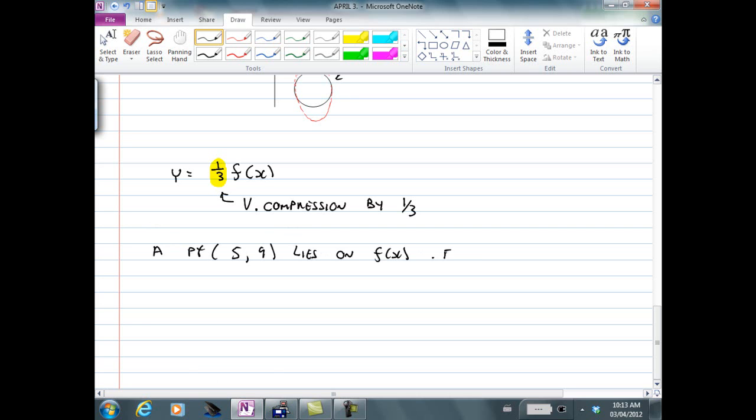Find the new point. Using that, yep. So think about how you're going to do this now. You're going to compress this. So 5 and 9 doesn't exist anymore.